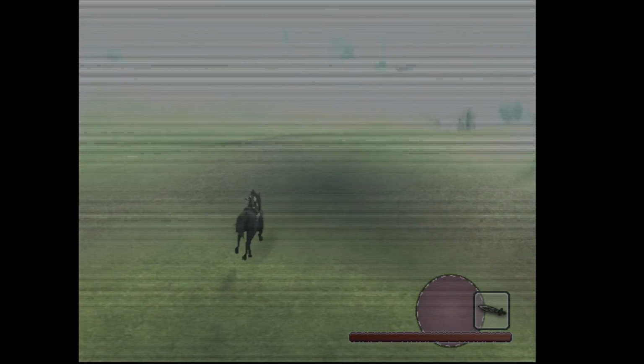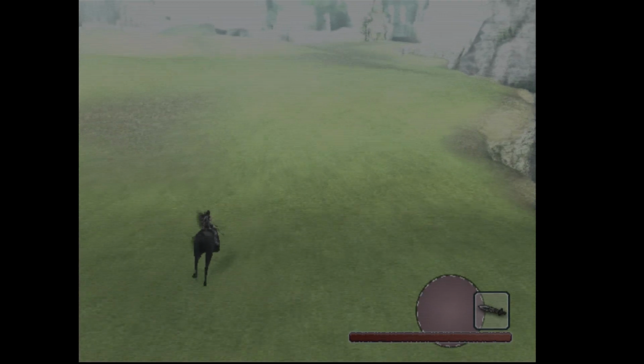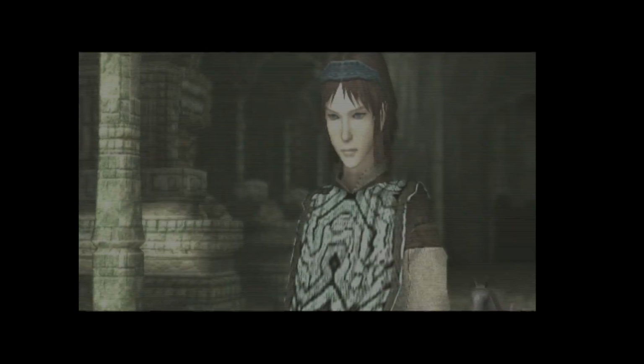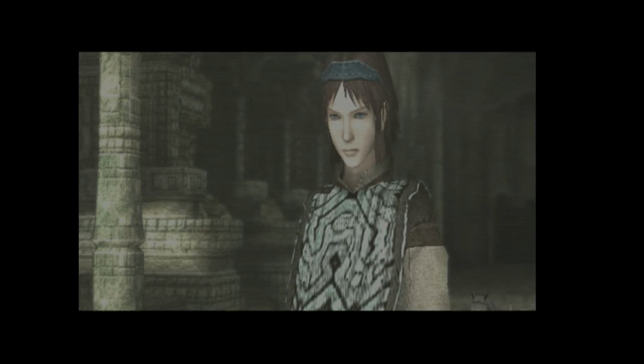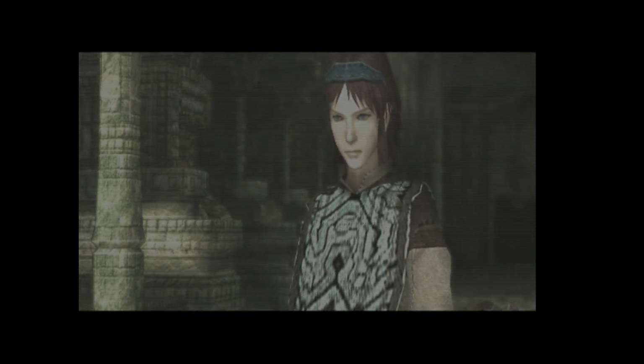Shadow of the Colossus was a landmark game in 2005, and it set the standard for what games could do with narration and story through the actions of their characters and the setting that they put it in. It remains an inspiration for games to this day, and it will continue to inspire them for many years to come.